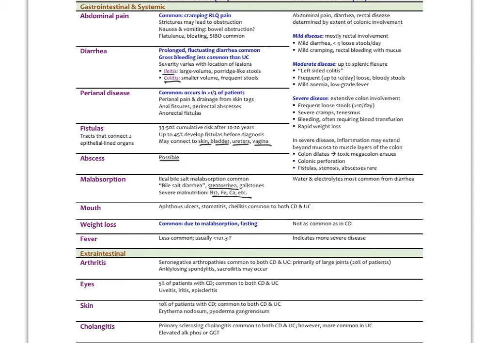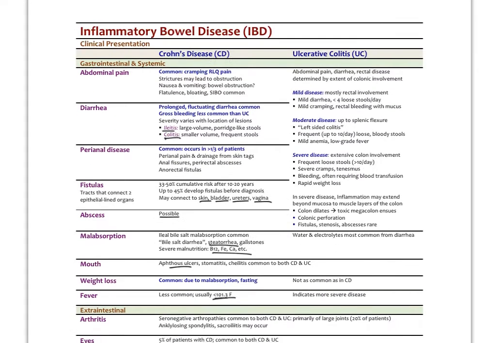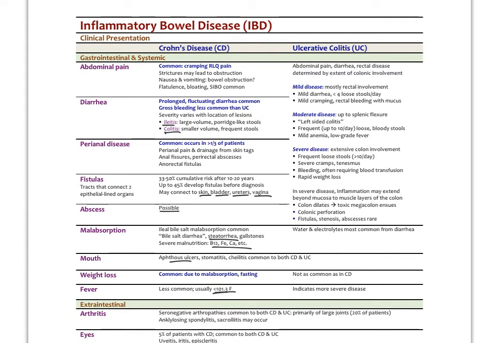In the mouth, aphthous ulcers, the aphthous stomatitis like we talked about, cheilitis, inflammation, cracks in the lips, that's going to be common to both Crohn's and ulcerative colitis. And then weight loss is common due to malabsorption and fasting. And fever is going to be less common, but usually it's going to be under 101 degrees if it's present.